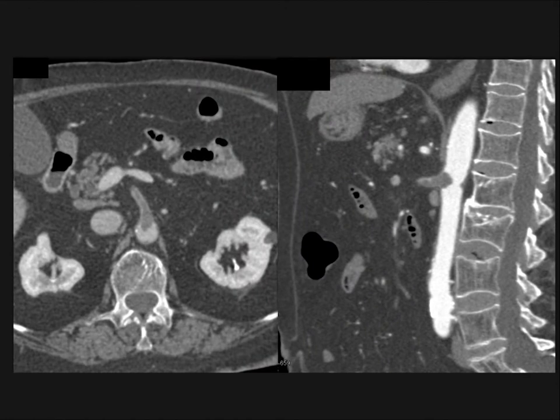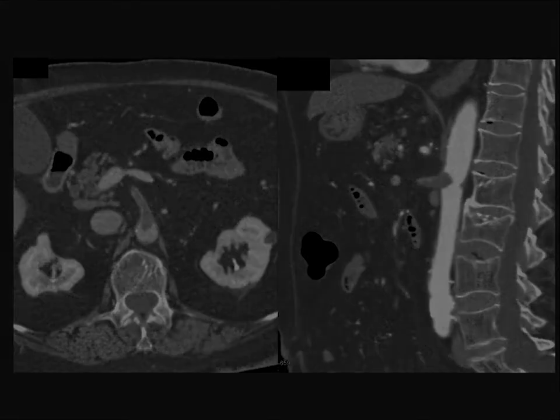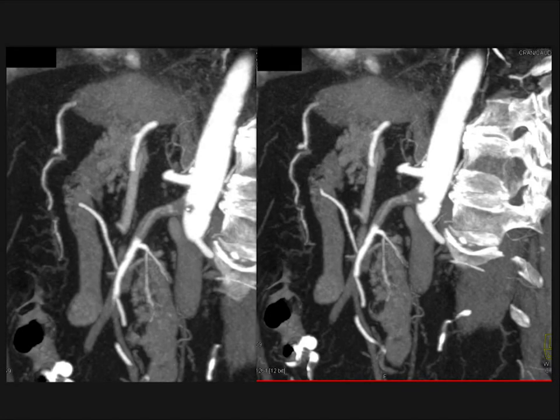We can see this with procedures, with some of the hypercoagulability states. That's when it's not uncommon, and we've seen this a number of times now. And here's just a good example of the MIP showing you the lack of flow in the proximal SMA. Very nice visualizations.